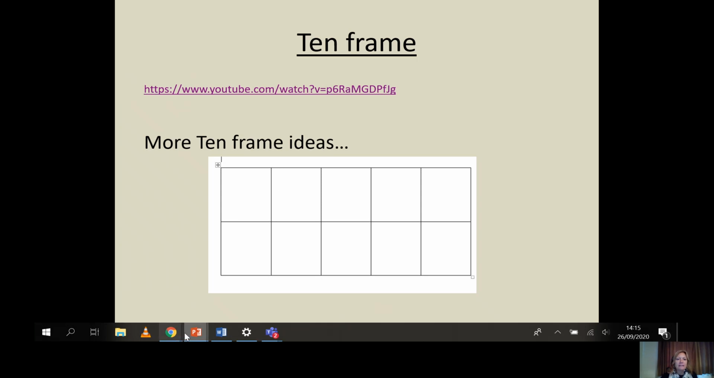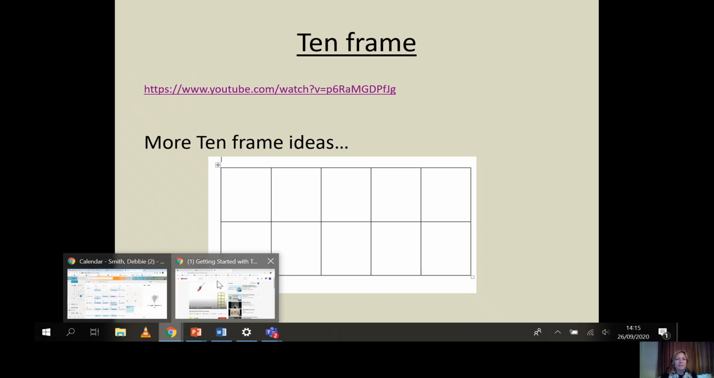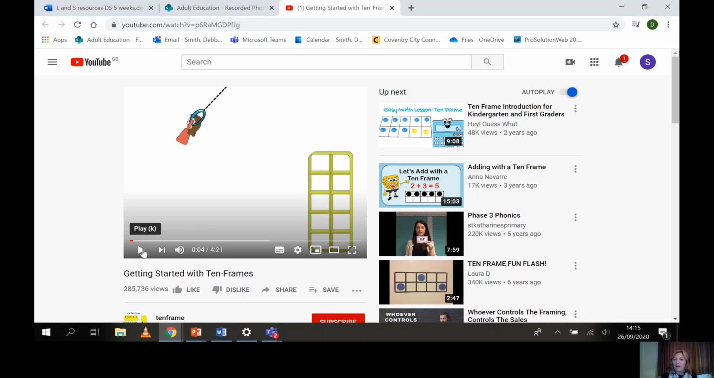So let me show you some more ideas that you can use a 10 frame with, because these are actually really quite nice and they are used in school. So it is possibly a good idea or something for you to have a go at home with your resources. So let's have a look.